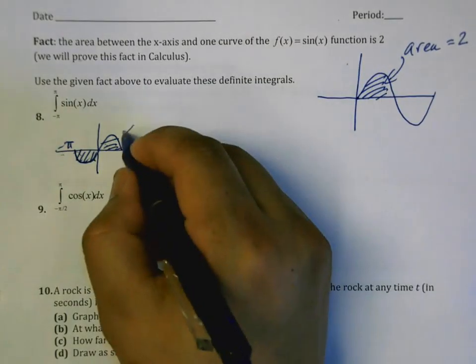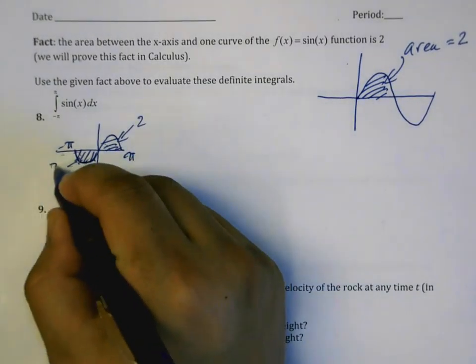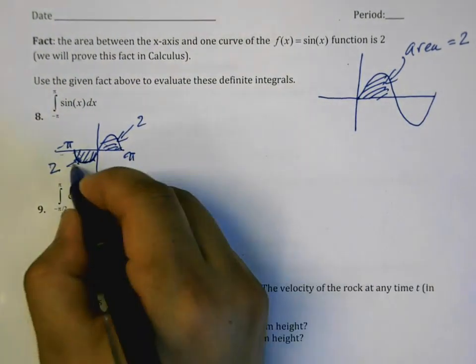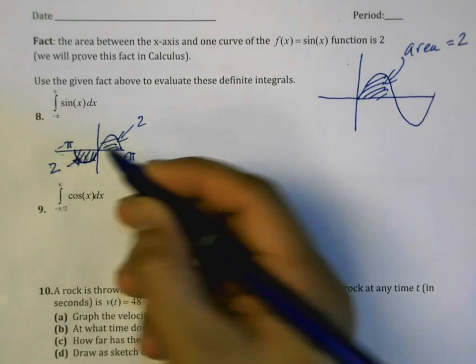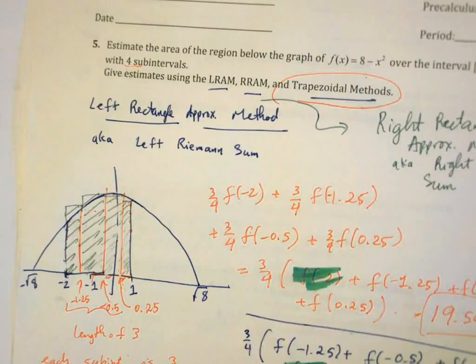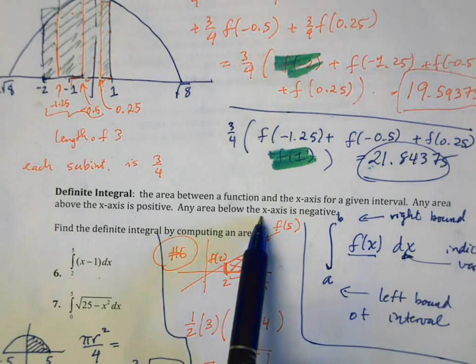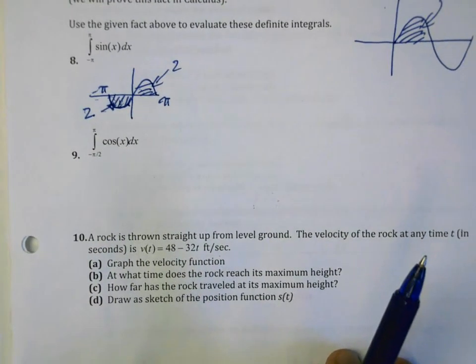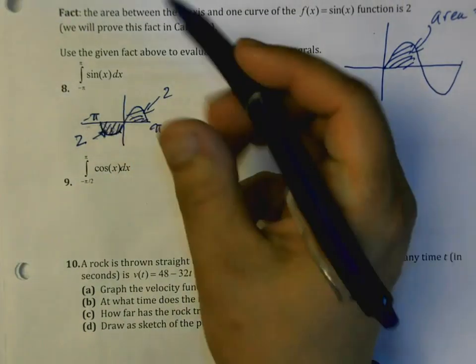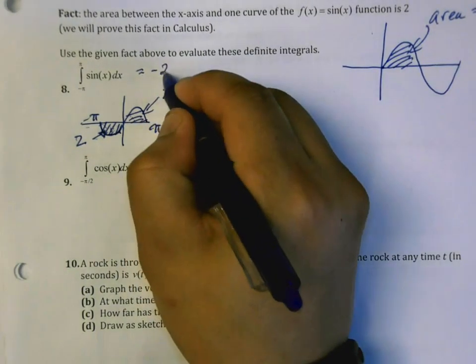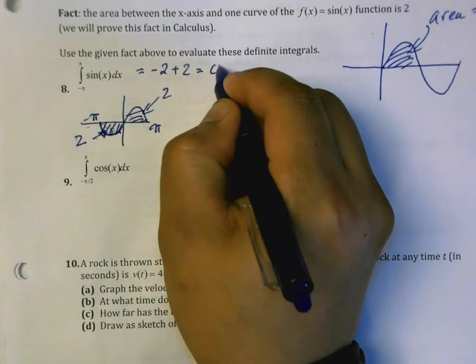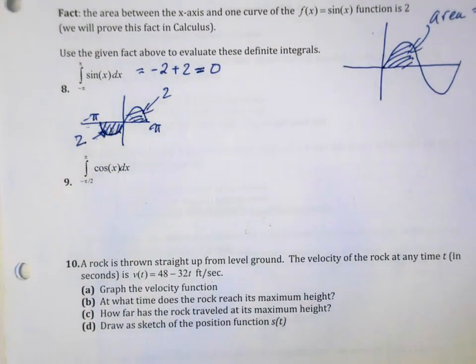But remember, this area here is 2. This area here is 2, but remember, anything that is underneath the x-axis, according to our definition here, any area below the x-axis is negative. So that means we have -2 plus 2, so that's just 0.